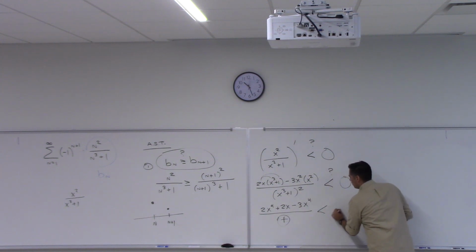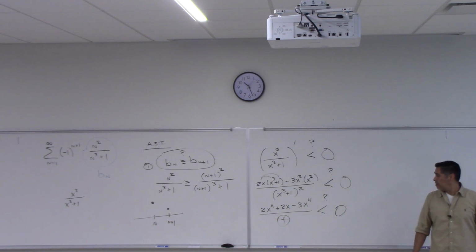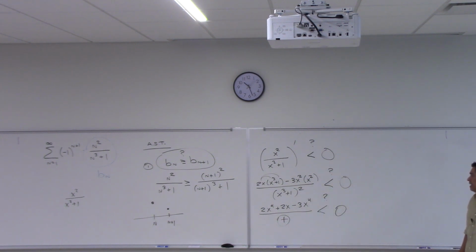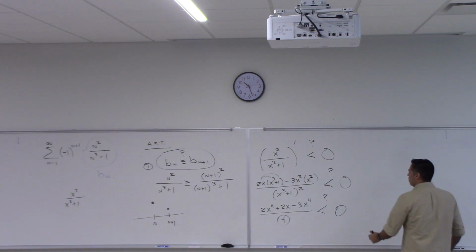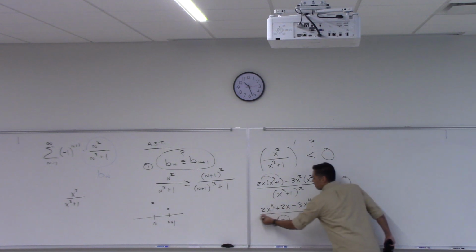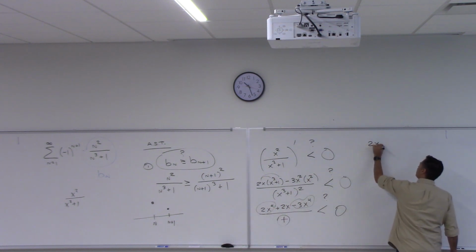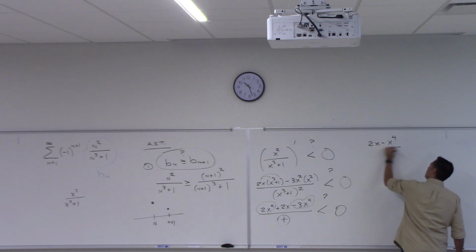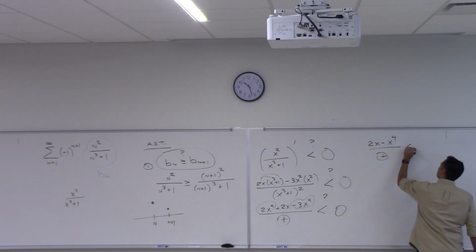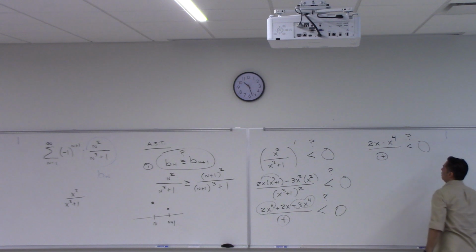So if I want to know if this is less than 0, what do I need to happen for this to be true? I need the top to be negative. Is the top negative? Let's continue cleaning it up. Look, these are like terms, right? So this is really 2x minus x to the 4th over some positive number. Is that negative? Yeah, I think eventually, right?